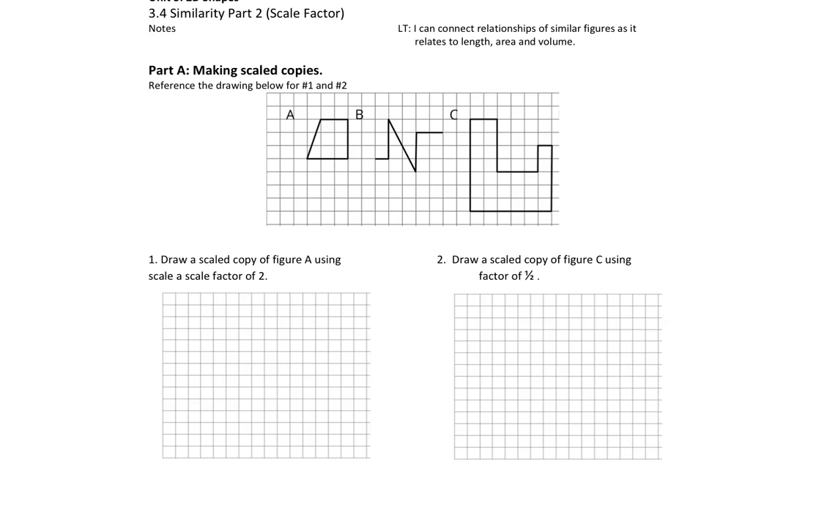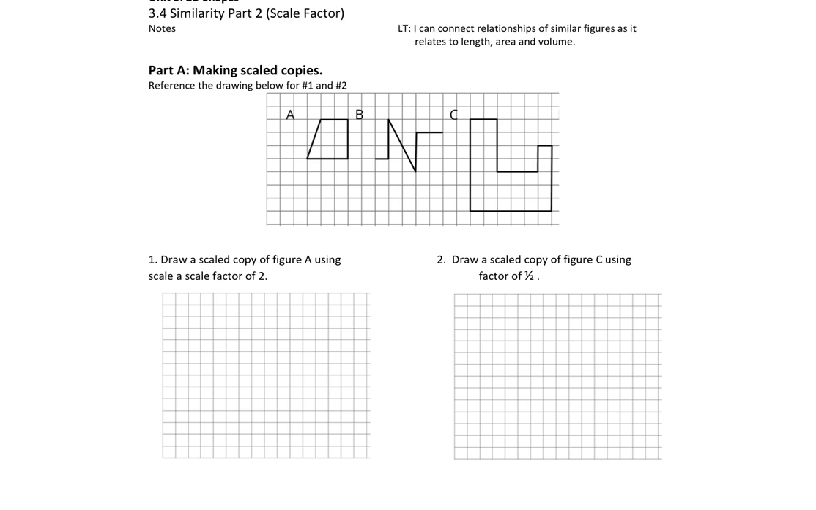Today we'll be doing 3.4 similarity, and this is part 2. We're going to specifically talk about the scale factor today of two similar figures. And we'll be doing that using the sides of those particular figures. My objective is I can connect relationships of similar figures as it relates to length, area, or volume.